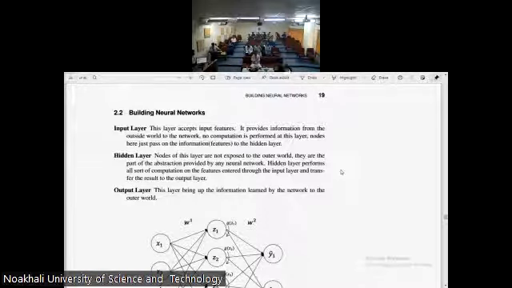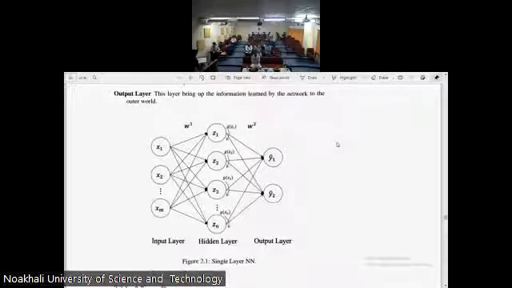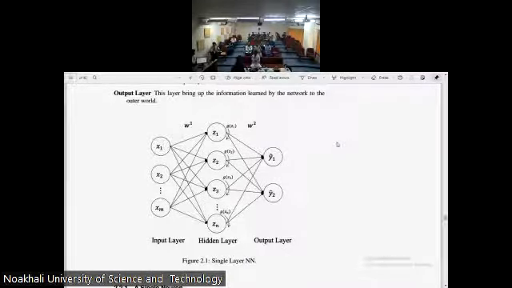If you talk about the architecture of a neural network, we have three layers: input layer, hidden layer, and output layer. I'll share this doc with you so you can read it. It looks like this figure. If you look at the very left corner, these circles x1 to xm are the inputs. On the very left we have x and on the very right we have y, where x are the independent variables and y is the dependent variable.